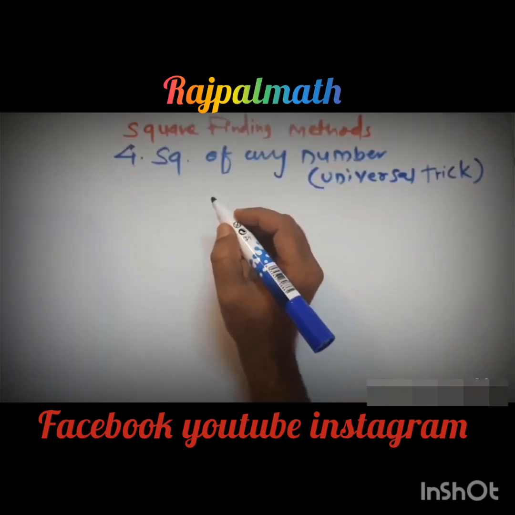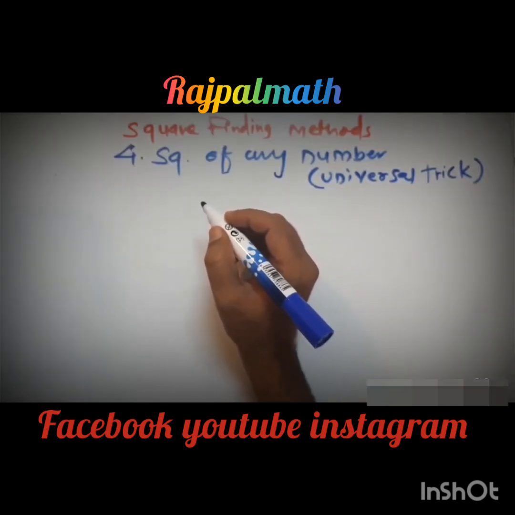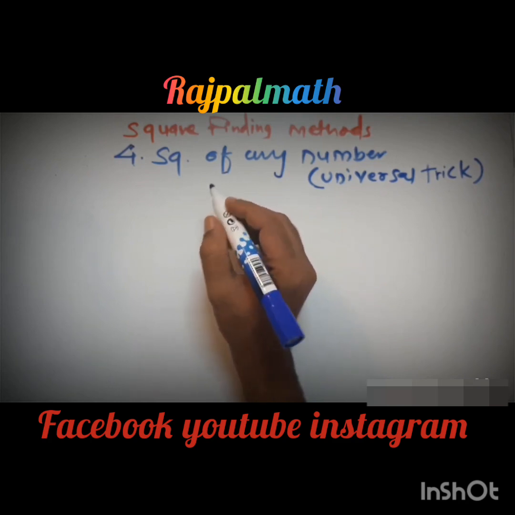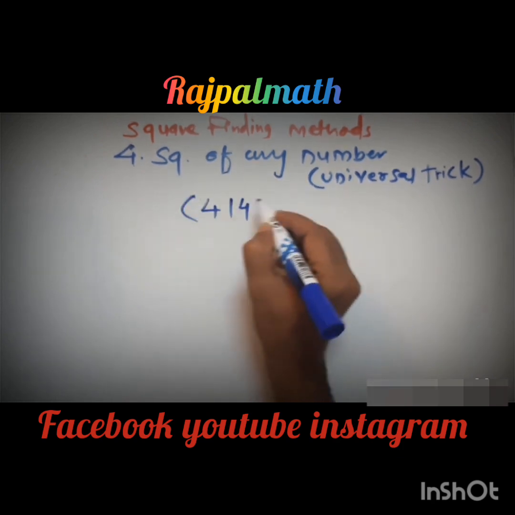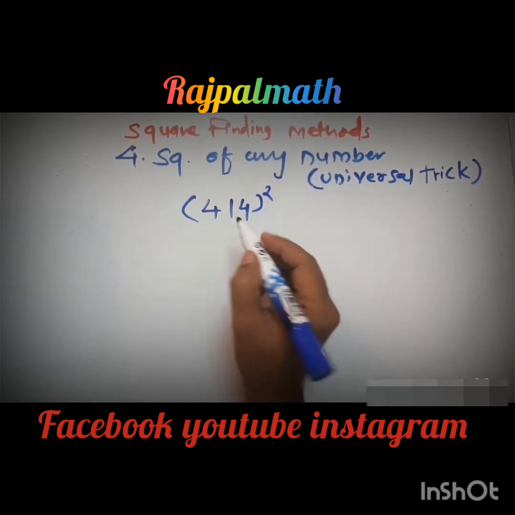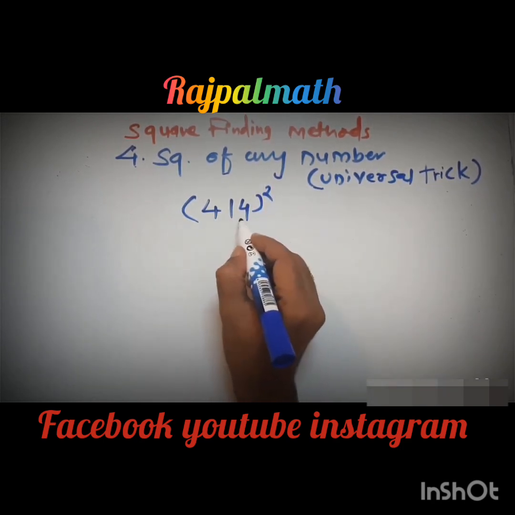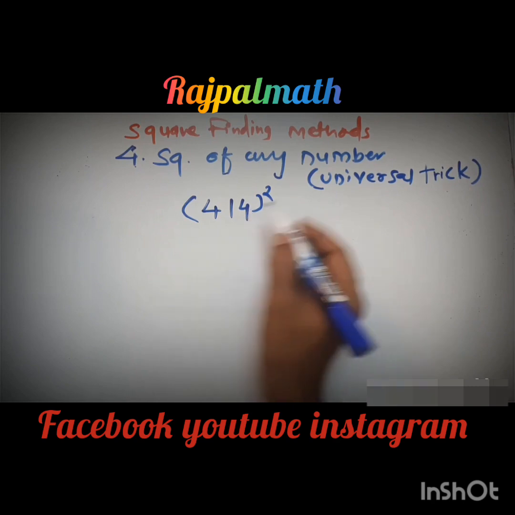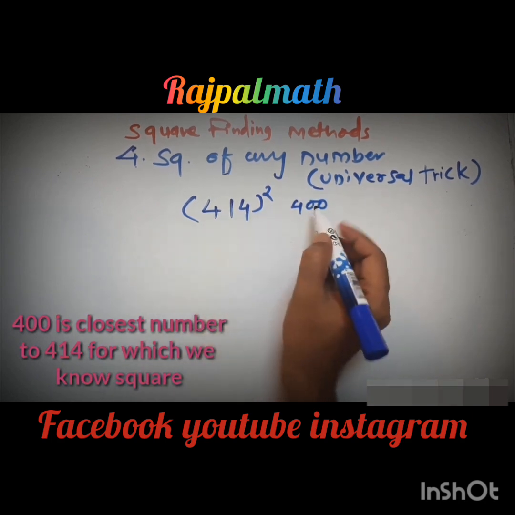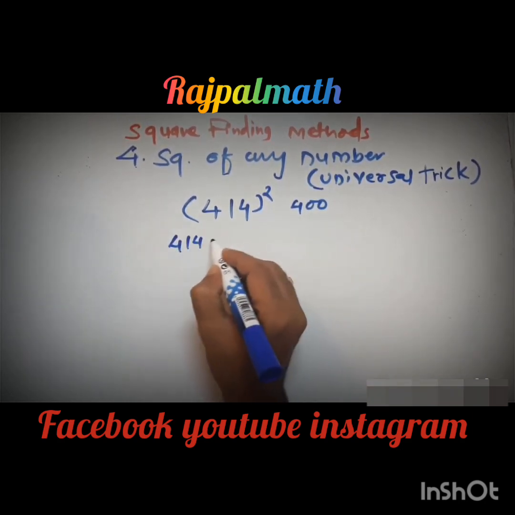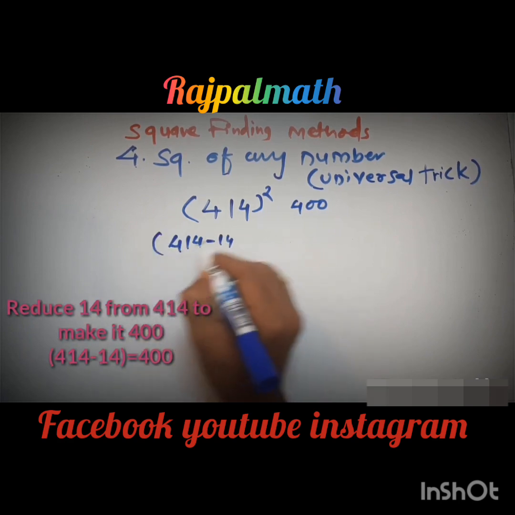So friends, moving to the last method of this session, that is finding the square of any number. This method you should apply for a complicated number. I call it a universal trick because you can find the square of any number using this method. Let's take one example. I want to find out the square of 414. I'm going to find the closest number to 414 of which I know the square. That number is 400. I'm going to represent this 414 in terms of 400. So it is 414 minus 14, which will be 400.